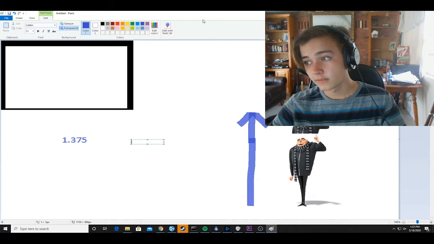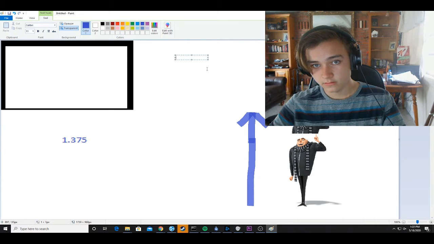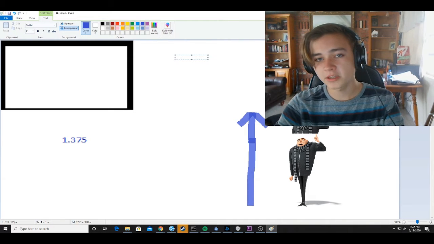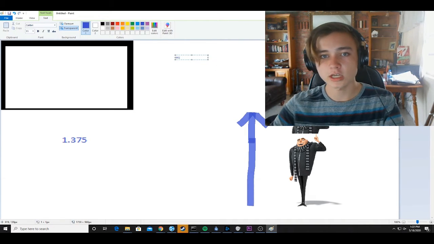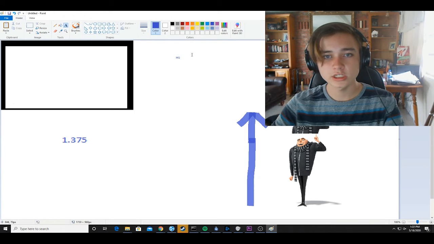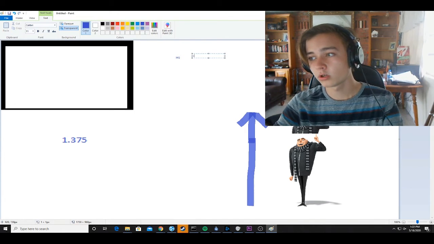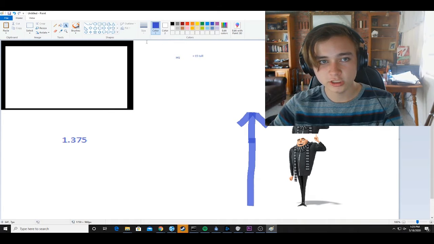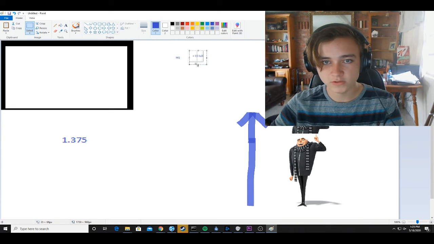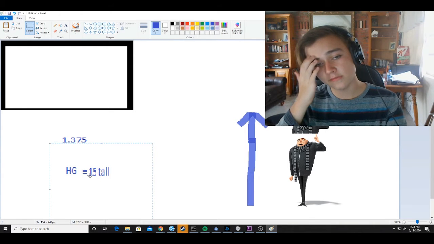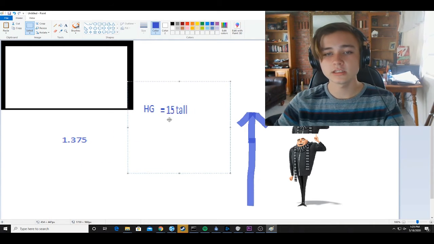Remember, the height of a groove, which is the constant. We'll make it HG, height groove. HG is equal to 15 tall. So very simple calculation, as we'll see in just a moment. So we got 1.375, where HG equals 15 tall.